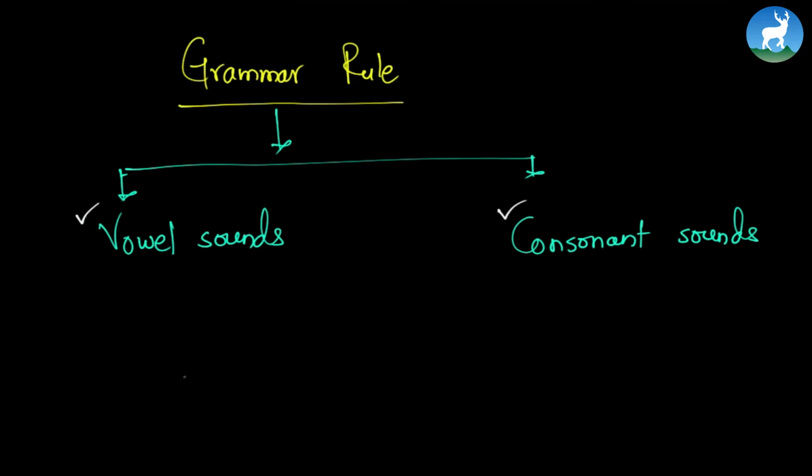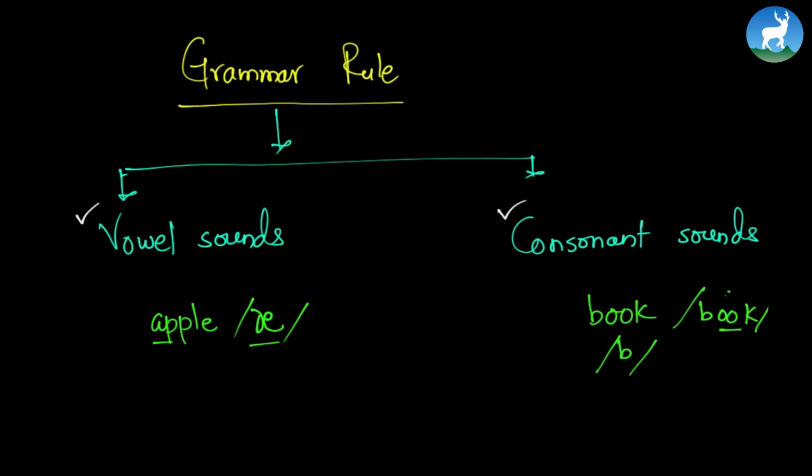So if you took a word like apple, we have a kind of a sound, right? So it has an a sound, apple. So it's a vowel sound because it has this diphthong, correct? But if you look at another word, book. Now it has this b sound, book. If you write the phonetic transcription, it would be written like this, or this can be written like this, right? You can write it like this also.